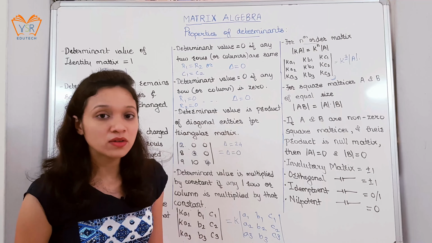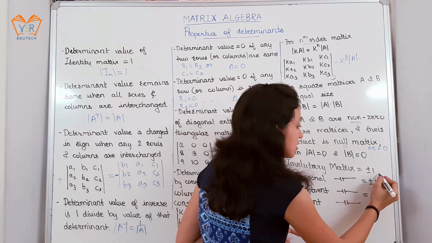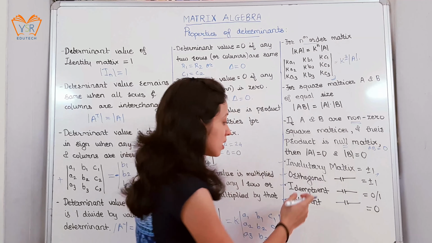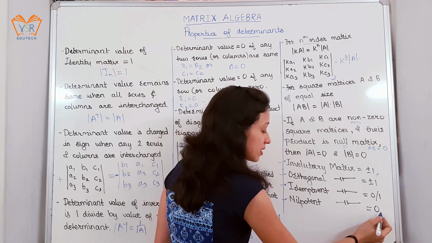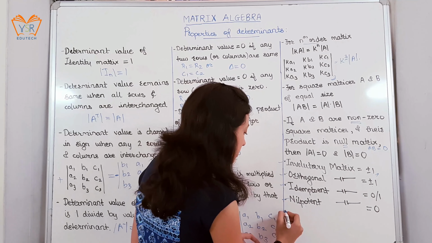The next 4 are very important properties. The determinant value of an involutory matrix is either plus or minus 1. Orthogonal is plus or minus 1. Idempotent is 0 or 1, and the determinant value of a nilpotent matrix is 0. Let us understand how we get these values.